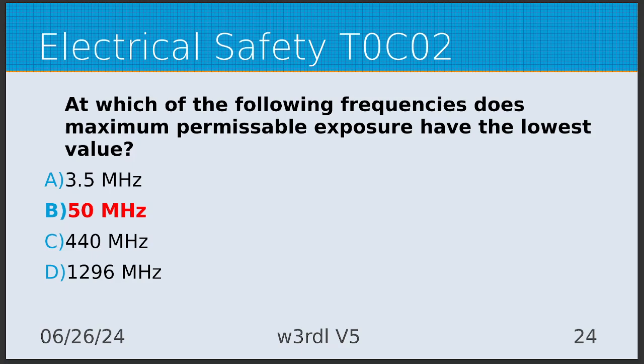Let's see. 6 meters, 50 to 54. And 50 to 50.1 is CW only. Yeah. Almost every band has CW, so there are areas of the band where it's recommended that you only operate CW.